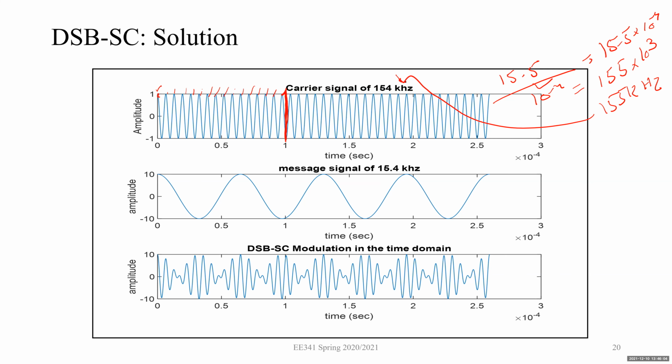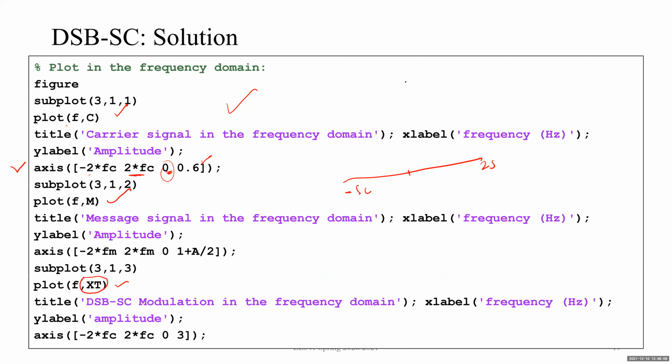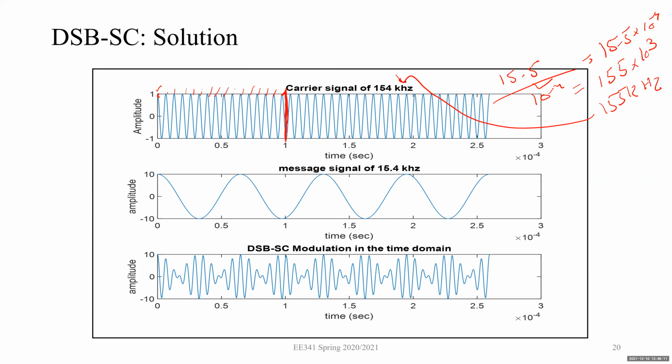Then this is my message signal. I can find the frequency for this also. Up till here it's 1.5 peaks. This is a full peak, this is a half peak, so 1.5 divided by 10 to the minus 4 is equal to 15,000 hertz.